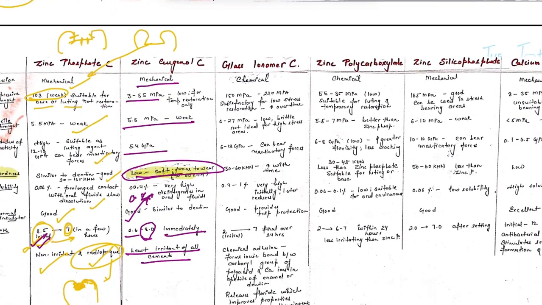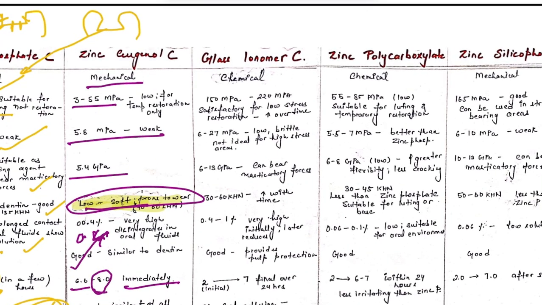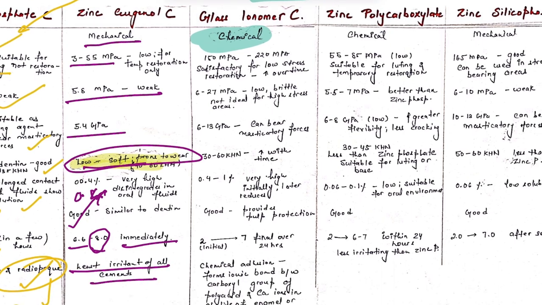Coming to the mechanical properties, again the highlight of the cement is chemical bonding. The cement bonds chemically to the tooth. We don't need any retentive features. We don't need a box shaped cavity. If my cavity is like this, it won't get dislodged. It will stay there. So it is chemical bonding.